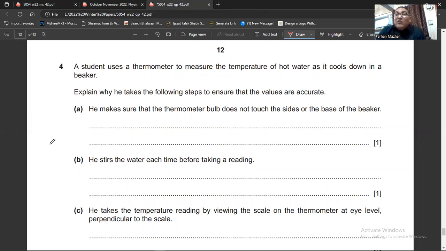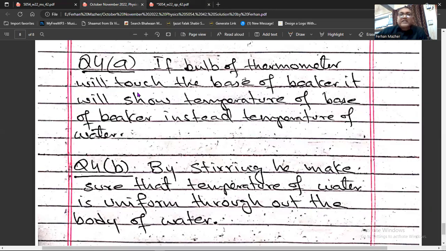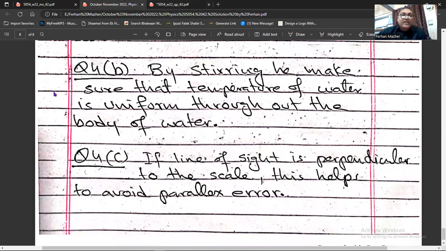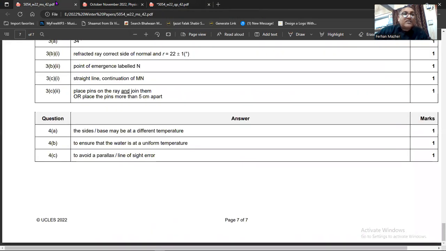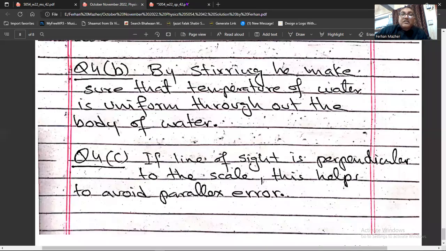Okay, the question is, explain why he takes the following steps to ensure the values are accurate. He stirs the water each time before taking a reading. So you stir the water before taking the reading to make sure that the whole body of the water is at a uniform temperature, to make the temperature uniform throughout the body of the liquid. By stirring, he makes sure the temperature of the water is uniform throughout the body of water.